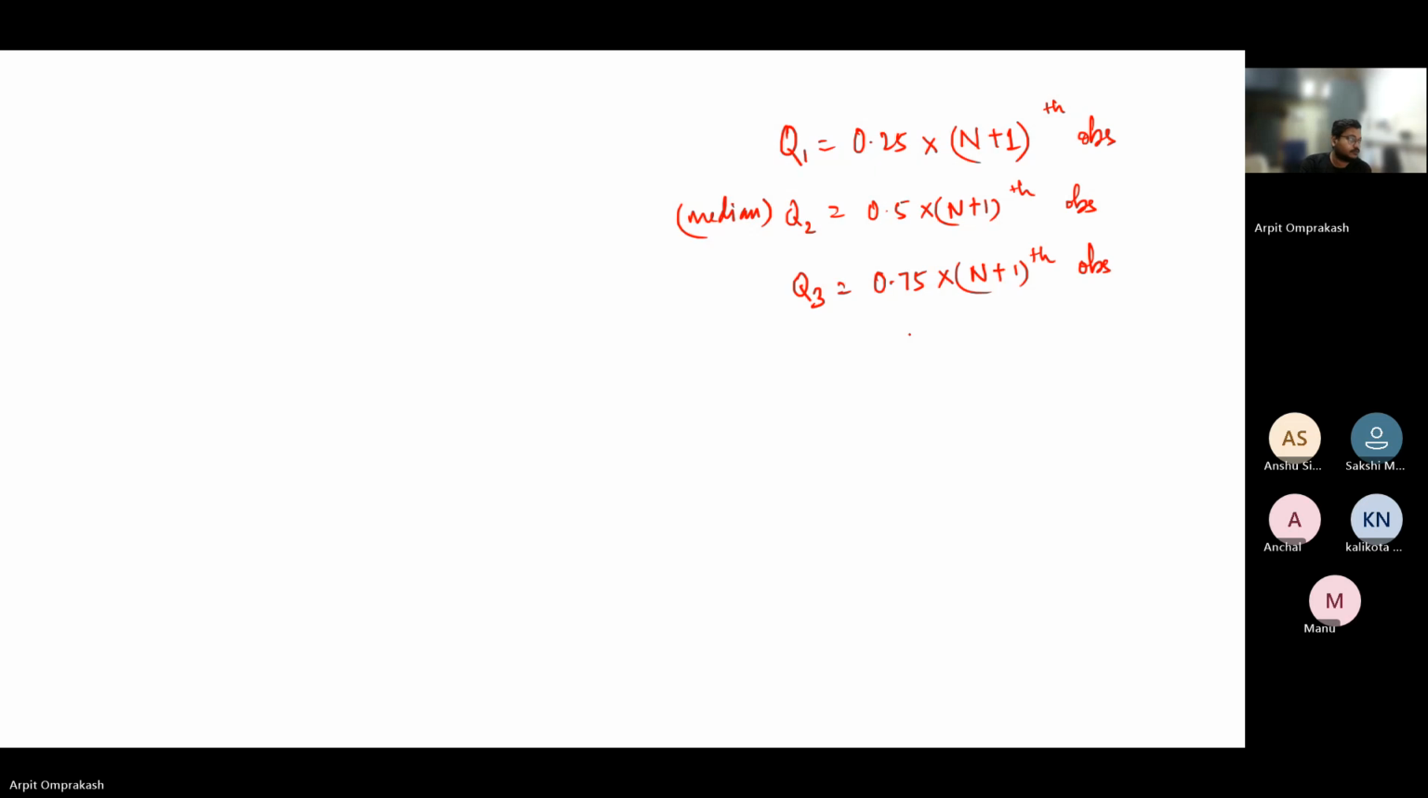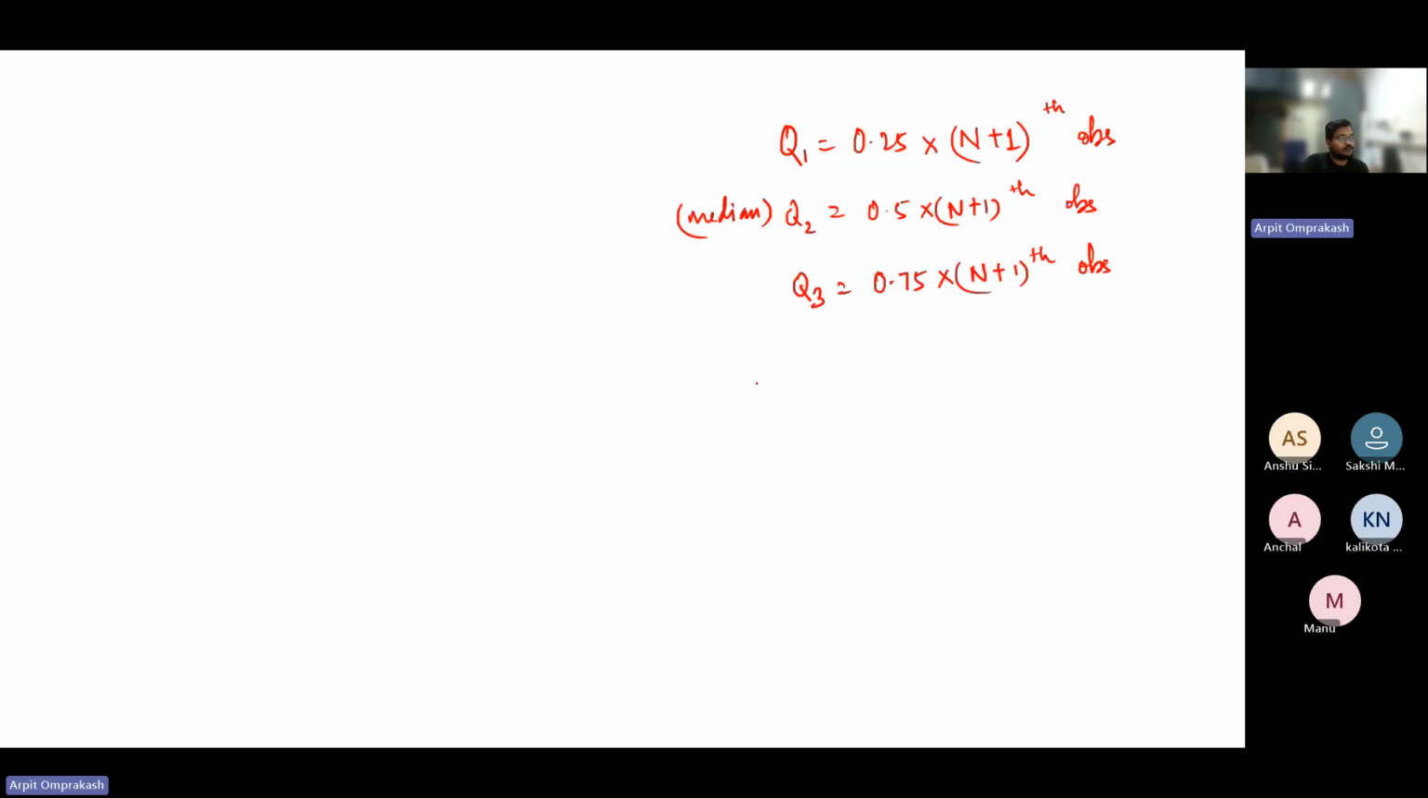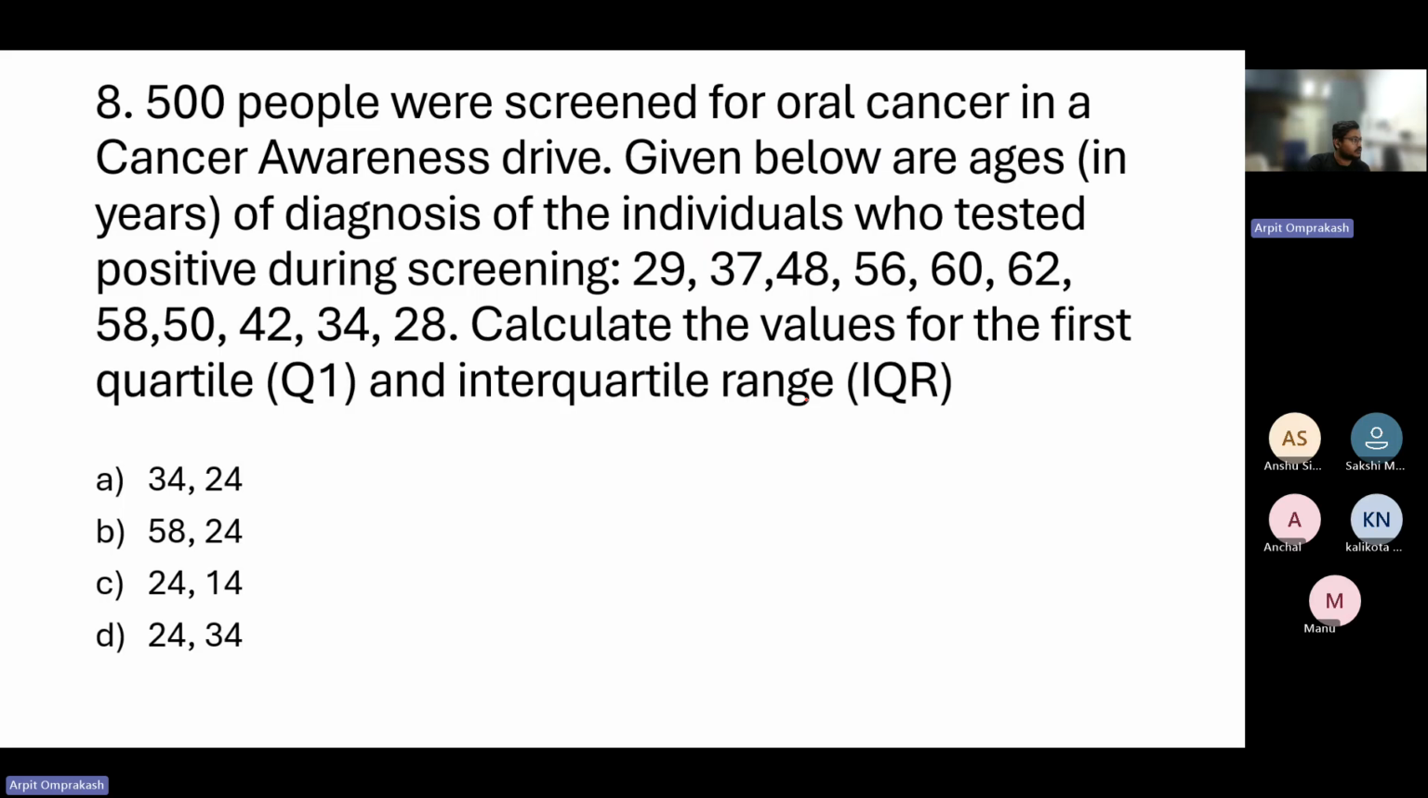Right. So what we need to do is first arrange this data in ascending order. Then we need to get what is the N. So N is basically 1, 2, 3, 4, 5, 6, 7, 8, 9, 10, 11. So N here is 11. And we need to arrange the data in ascending order.